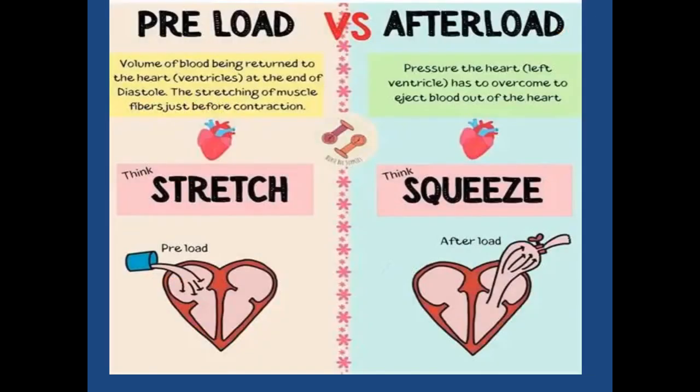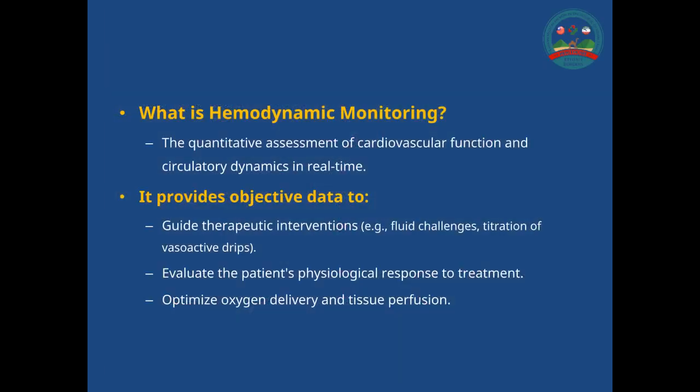This slide explains the difference between preload and afterload in a simple way. Preload means stretch. It is the amount of blood returning to the ventricle at the end of diastole. More blood coming in, more stretch of the heart muscle before contraction. Afterload means squeeze. It is the pressure the heart must push against to eject blood out of the ventricle. Higher vascular resistance, harder for the heart to squeeze the blood out. So remember, preload equals stretch. Afterload equals squeeze.